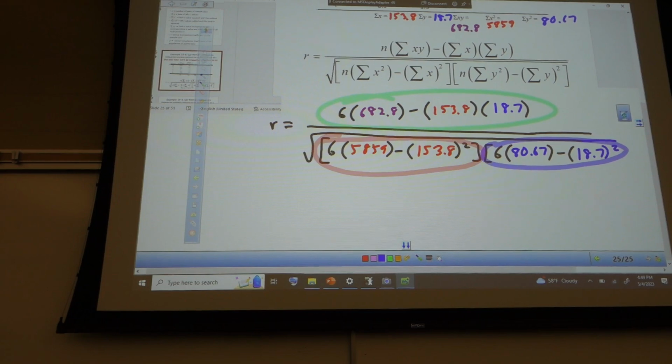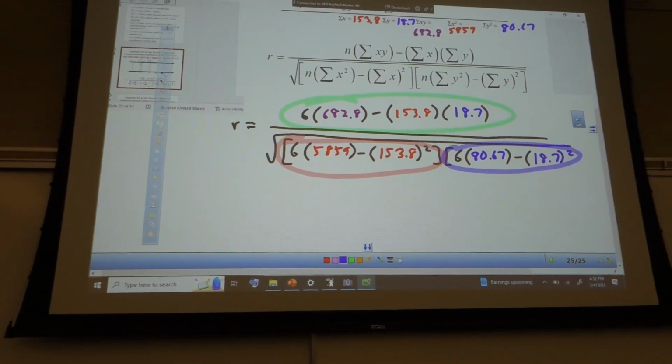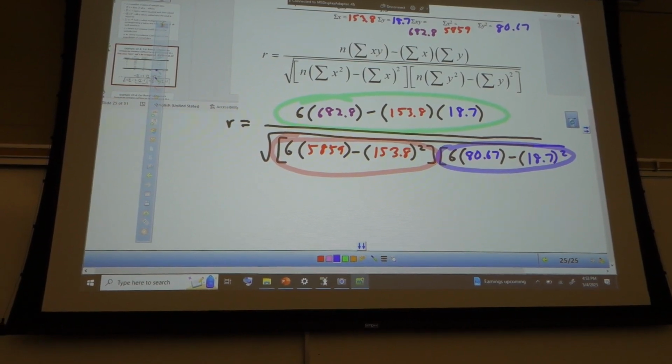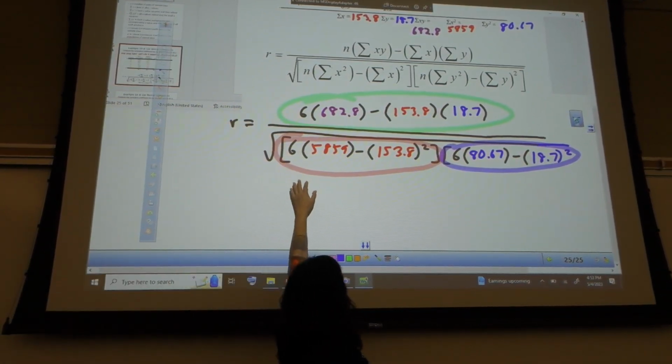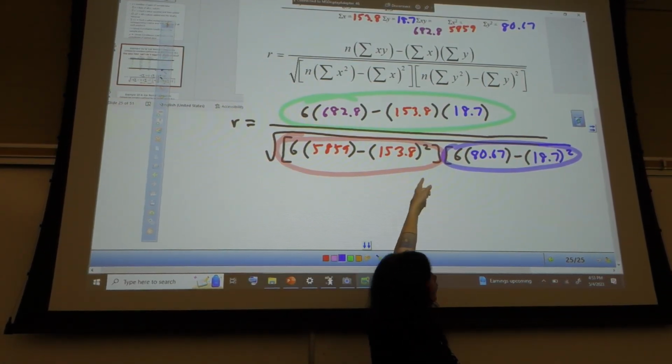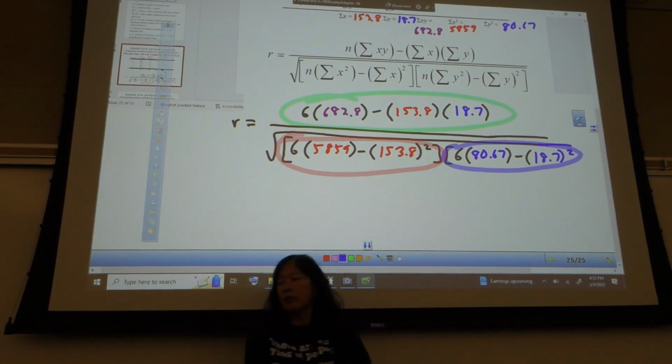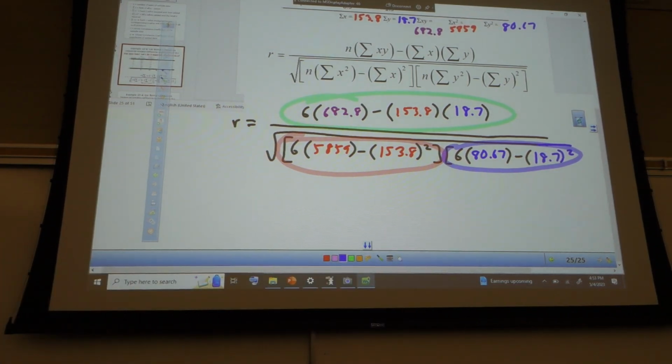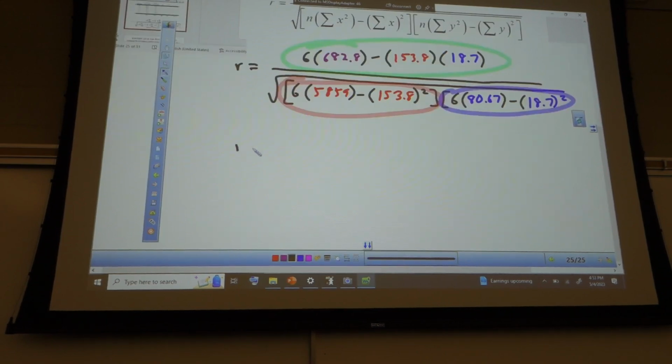And I'll have you alternately either compute the red part or the blue part depending upon groups. Right, so again, to find those, you multiply 6 times this number minus that number squared. So let's see what folks got. So for the top part, what did I get for r on the top part?